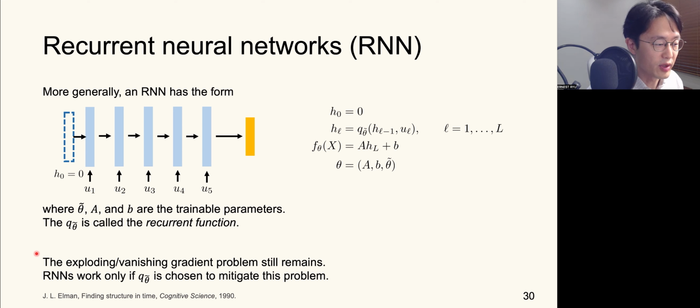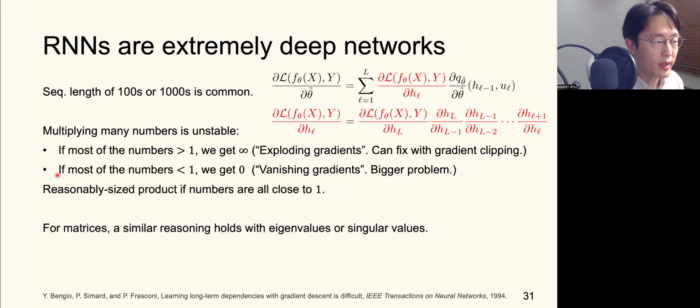So this is a general form of an RNN, and the exploding and vanishing gradient problem still needs to be resolved. And in fact, an RNN can work only if the recurrent function q sub theta tilde is chosen to mitigate this exploding and vanishing gradient problem. So then what is this exploding and vanishing gradient problem? Well, the problem arises because RNNs are extremely deep networks. In natural language processing, processing sequence lengths of hundreds or thousands is quite common. So that is to say, you should think of this sequence length capital L as a number, let's say, on the order of thousands. Now, to perform training of this RNN, you need to perform backpropagation.